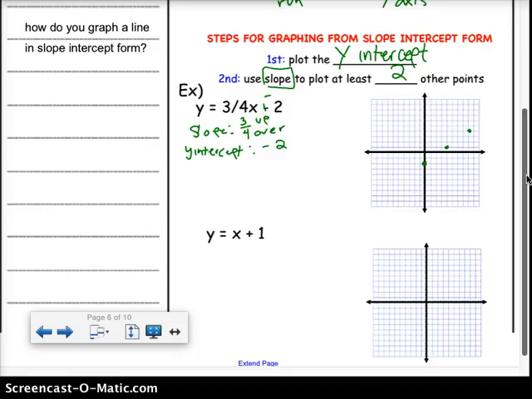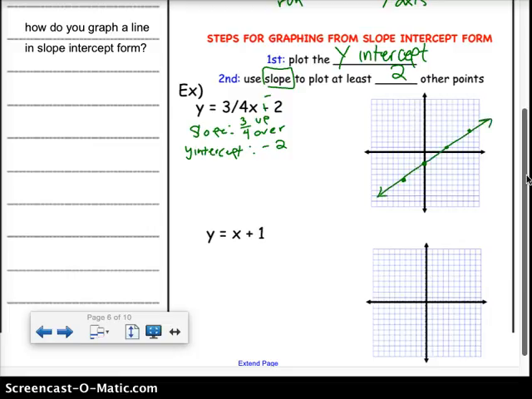Now I'm going to go that opposite direction. So instead of going up 3 to the right 4, I'm going to go down 3, 1, 2, 3, to the left 4, 1, 2, 3, and 4. And you should see that it goes in that same line. And then you connect it.